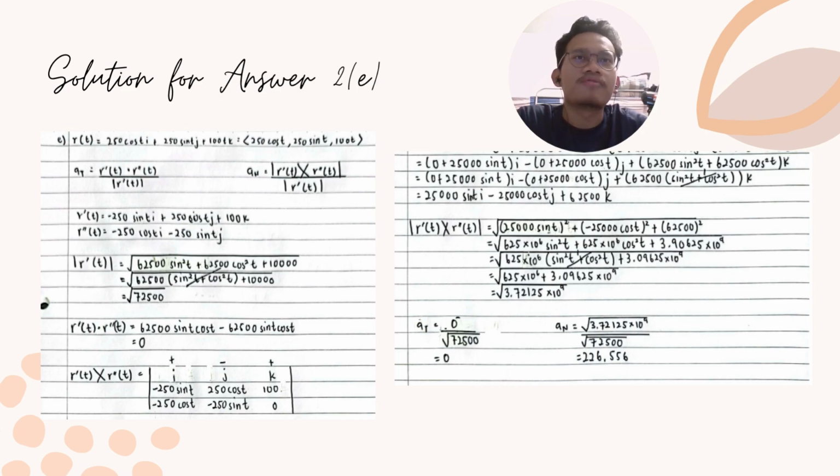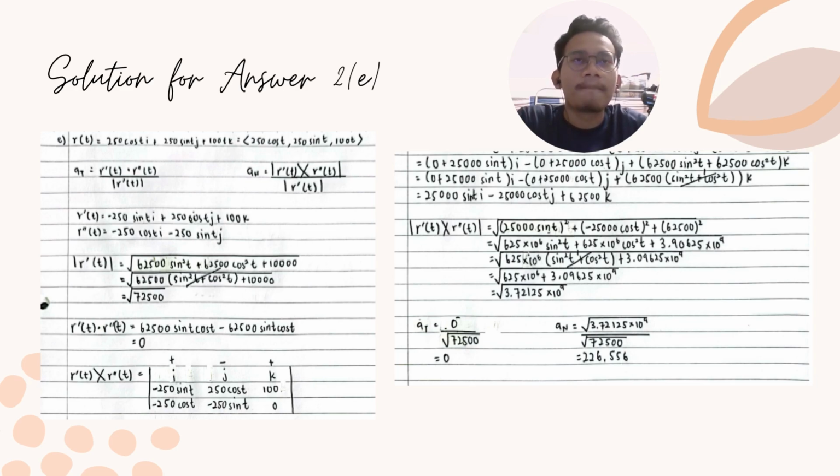We get 25,000 sin t i minus 25,000 cos t j plus 62,500 k. And then to find the magnitude of the cross product of the first derivative and second derivative, we use the square root of 25,000 sin t squared plus negative 25,000 cos t squared plus 62,500 squared. We solve it normally, and then we will use the trigonometric identity again. We will get 1, and then finally we will get the square root of 3.72125 times 10 to the power of 9.